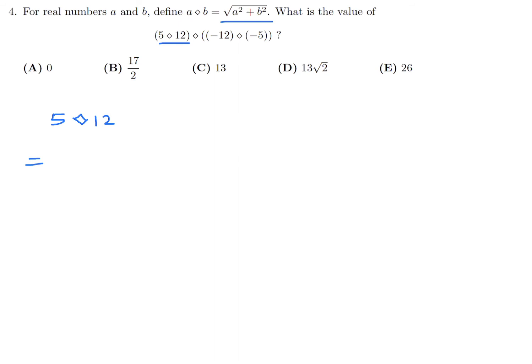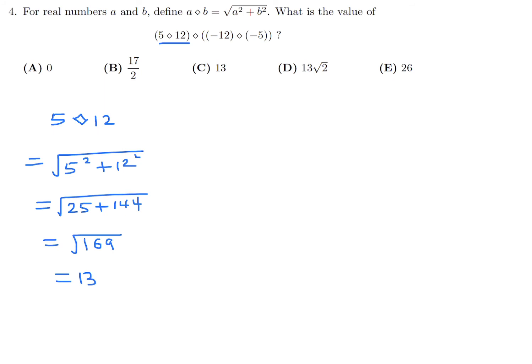Based on this definition, that looks like 5 squared plus 12 squared, all under the square root sign. So that's 25 plus 144, square root, and looks like square root of 169, I believe, and that is 13. All right, so that takes care of the first one. Let's do this one next over here on the side.